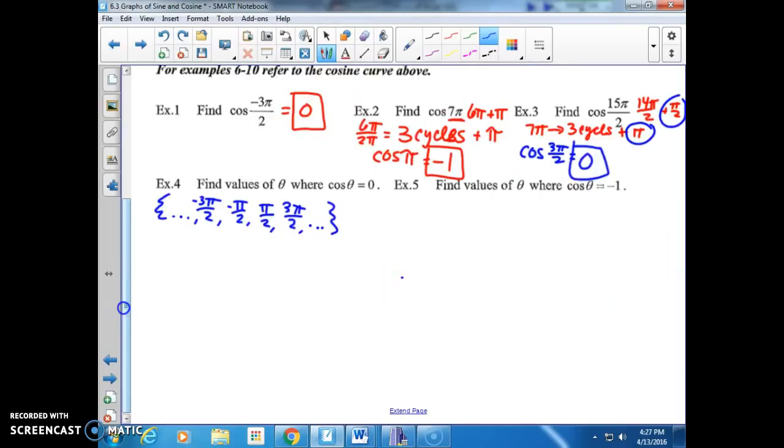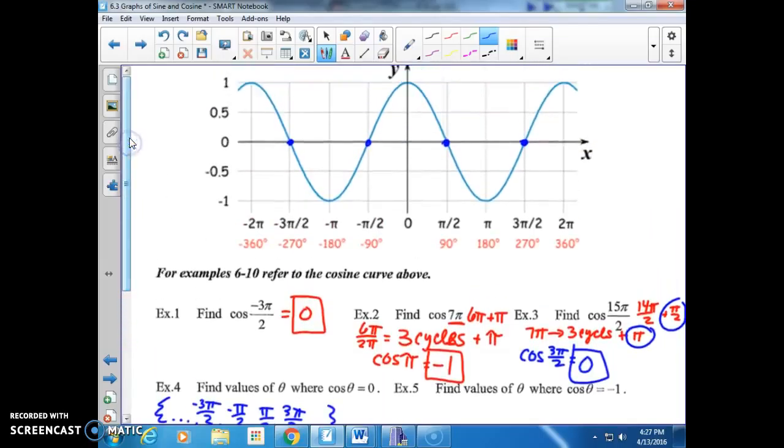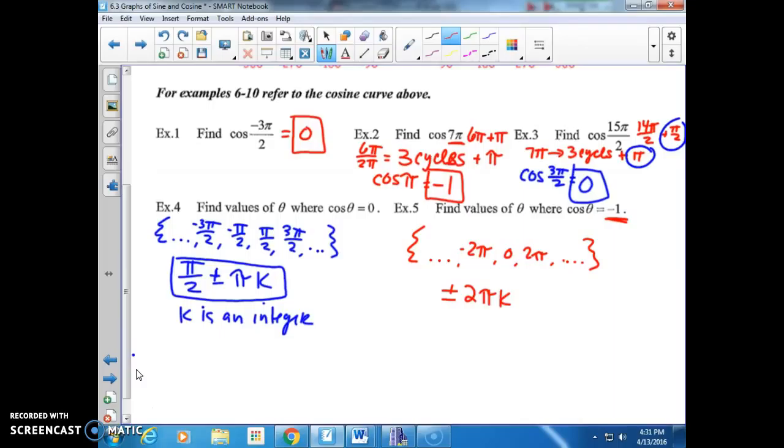If I want to figure out what the pattern is, the space between these is only pi. So each time I'm either adding or subtracting pi. I started with pi over 2, so I do pi over 2 plus or minus pi times k. Remember, k is an integer. Just make sure I got that right. Yep.